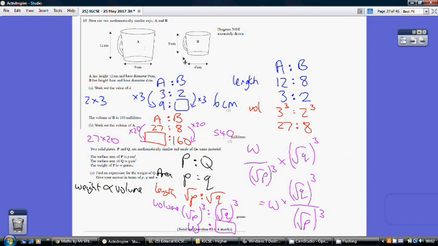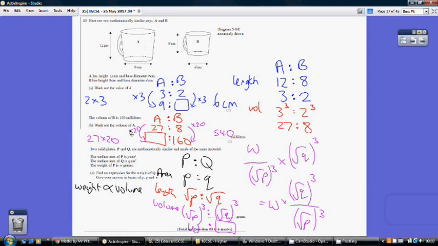Well, the length ratio from A to B is 12 to 8, and just simplifying that, dividing by 4, we can say that's 3 to 2. So for part A, we've got to work out the value of D, which is another length, so we're just going to be using the length ratio again, 3 to 2. Well, the length of the base of A is 9. What's the length of the base of B? Well, we can see that this ratio here is just 3 times bigger than our initial ratio. So 3 times 3 is 9, 2 times 3 is 6. So the value of D is 6 centimetres.